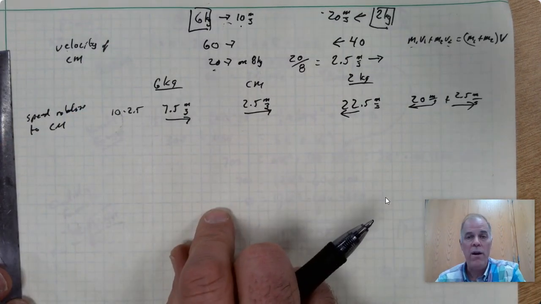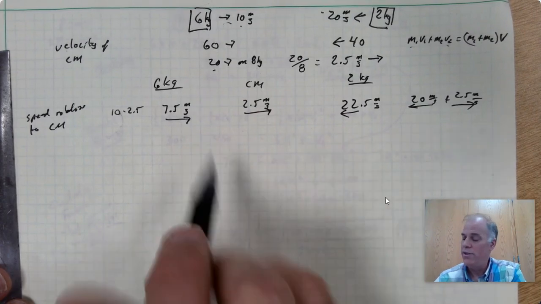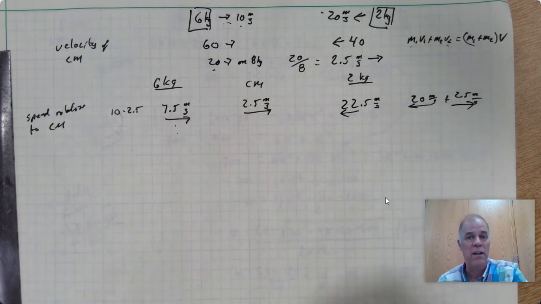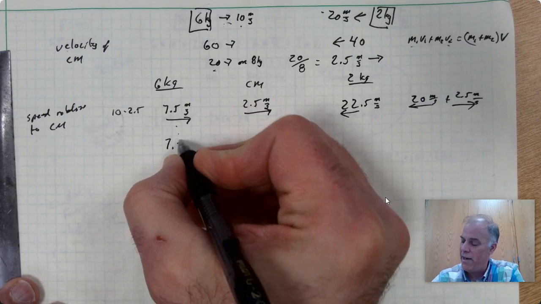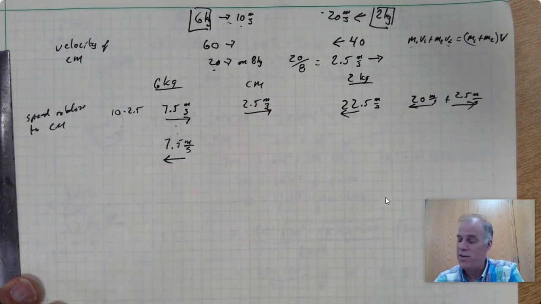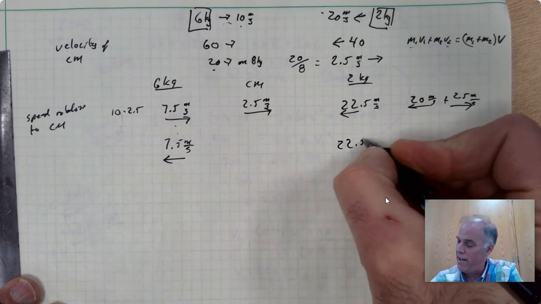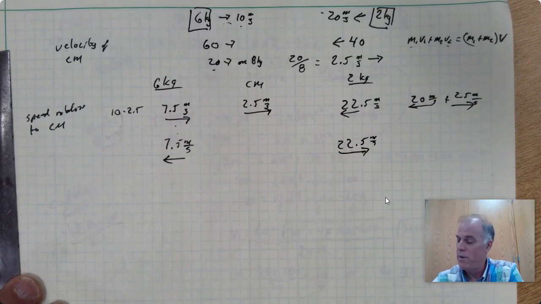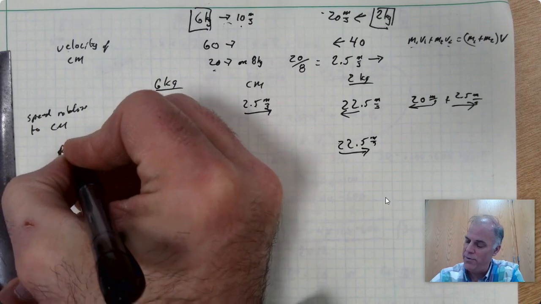Okay, now we're going to use that thing that we saw on the simulator where the speed in is going to be the same as the speed out after they collide and bounce away. So the speed of the 6 kilogram mass is going to be 7.5 meters per second, going away from the center of mass this time. And likewise, for the 2 kilogram mass, it's going to be 22.5 meters per second away from the center of mass. That's the second step. So that is make them bounce.